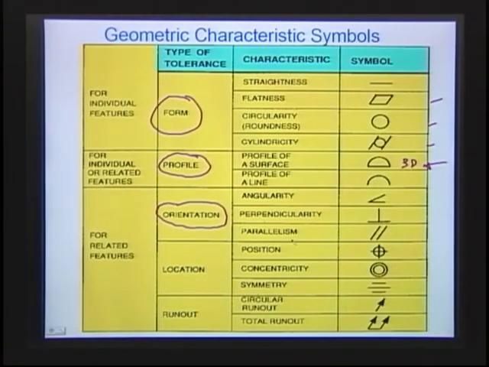And then there's position. We're going to use a lot of position tolerance, for holes, slots, tabs, pins, things like that. When it's necessary, we're going to use position. Concentricity we will not use.